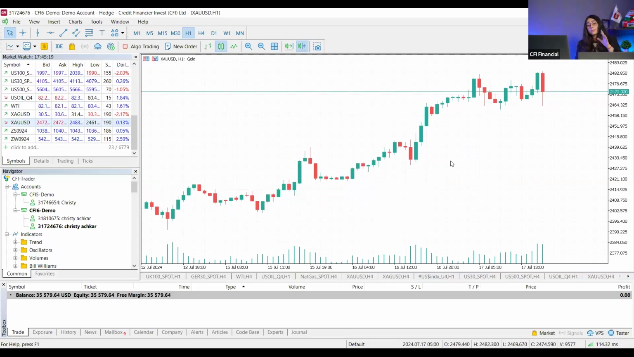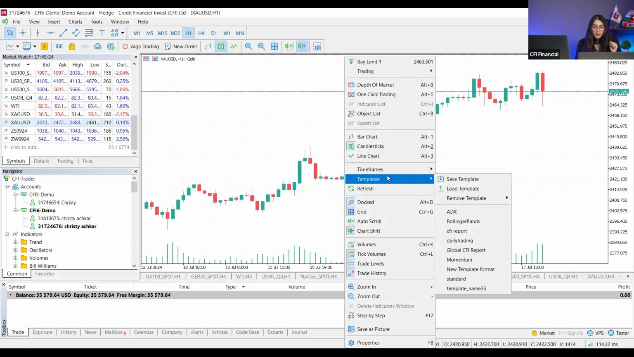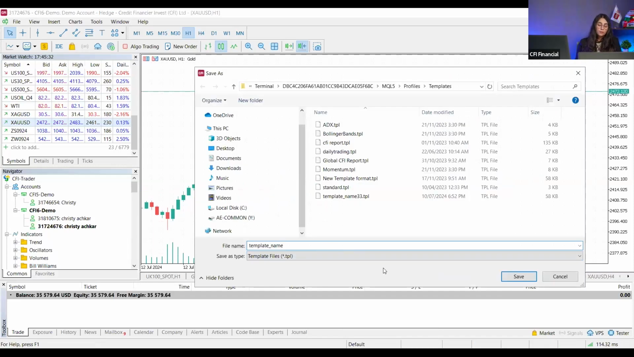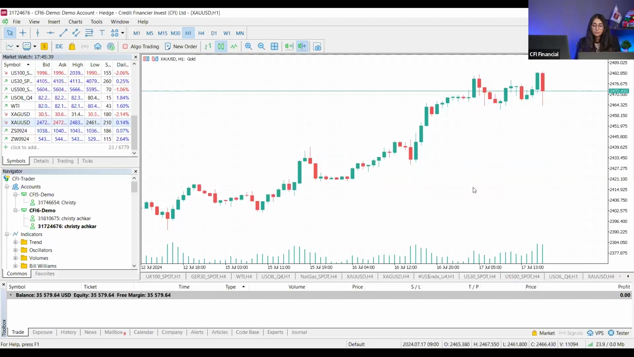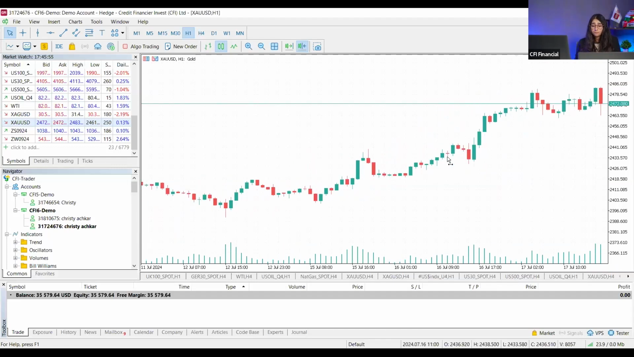So to be able to keep it like this, you go to templates. You right click on the chart, click on templates, and you click on save templates. I'm just going to do an example for you. Let's say template name, we're going to call it 4545. I click save. Once again, I right click, I go to templates. If you look down, this is where we saved it. So if it comes in black and green again, you just go to templates and you click the template that you saved. It will automatically come like this.